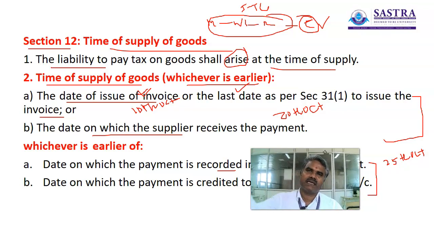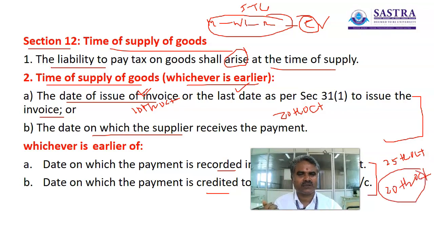Sometimes the customers will send money directly to the bank account. So based on the message you receive from the bank, only then do you come to know that your money has been credited by your customers. That date is 20th October. So these are all the dates. Here you have to take whichever is earlier. Earlier is 20th October.